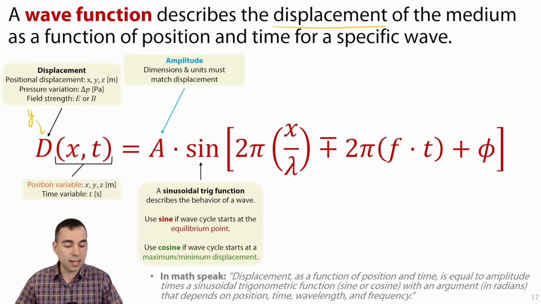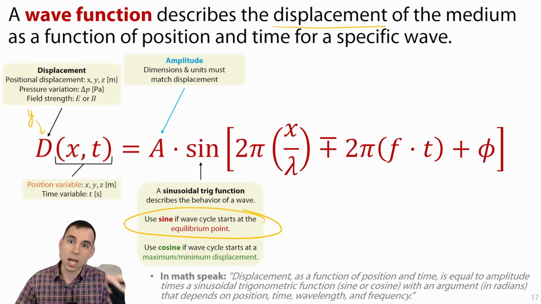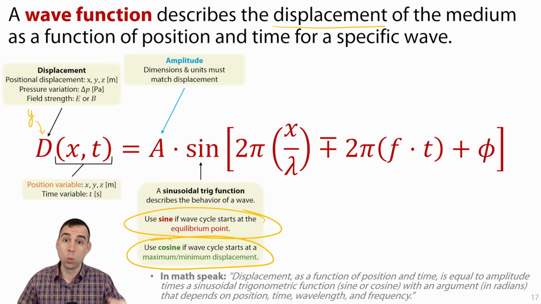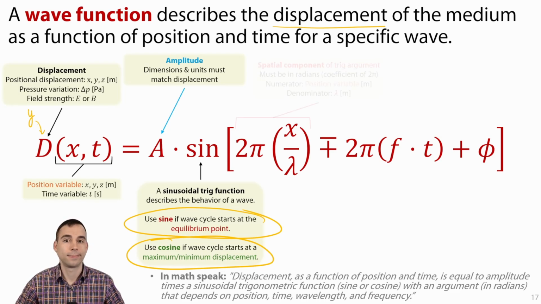And if we have a sine, that basically means that the wave cycle starts at an equilibrium point. That's how a sine wave looks. When I look at time equals 0 and position equals 0, the displacement of a sine wave is 0. On the other hand, if the wave happens to start at a maximum or a minimum, you could put a cosine here, and that would still mathematically describe the wave. Then in the argument of the trig function, we have a lot of variables here, but this argument will usually be presented in radians. So make sure you're used to using your calculator in radian mode.